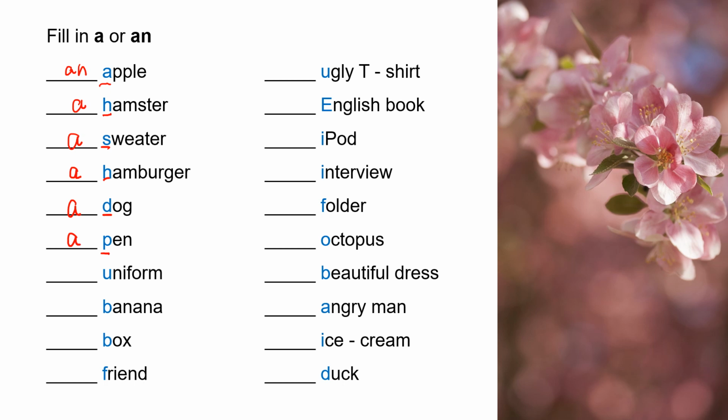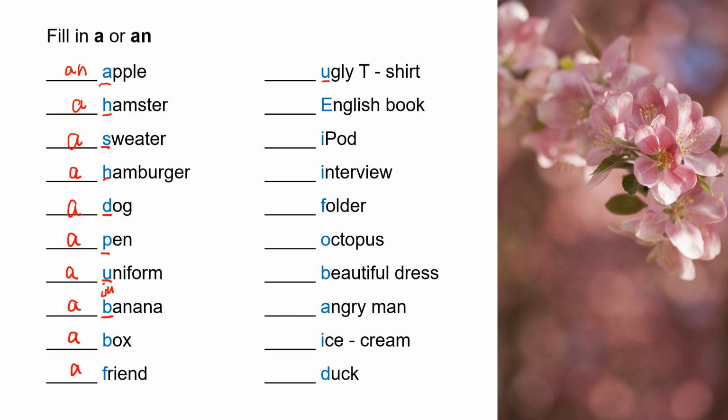Next one, uniform. U is a vowel, but the first sound is not a vowel. It's "yoo." So it's going to be a uniform instead of an uniform. A uniform. And next one, banana. Consonant, a banana. And box, a box. Friend, a friend. And next one, ugly.